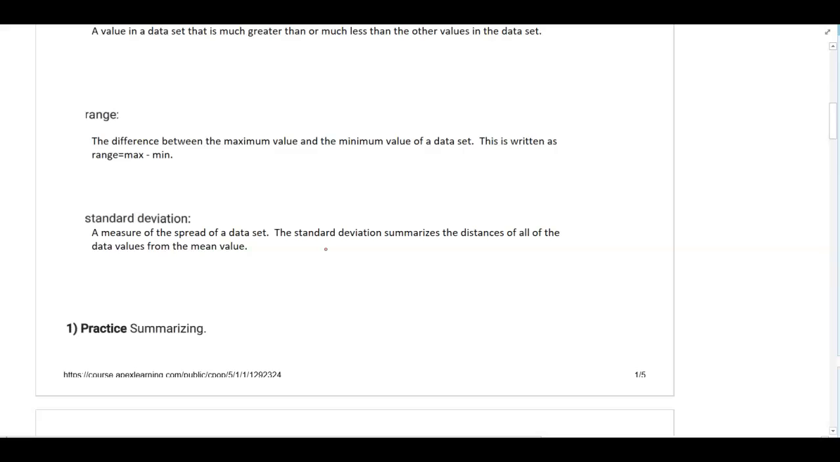Range is the difference between the max value and the minimum value of the data set. So if I gave you 10, 12, 16, 20, 26, when I go to find the range of this data, I take the maximum, 26, subtract the minimum, 10, and my range is 16. It tells you how spread out your data is.